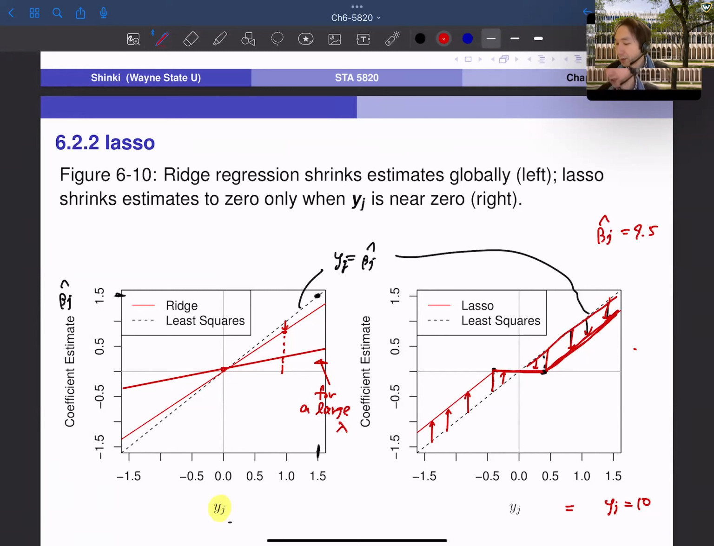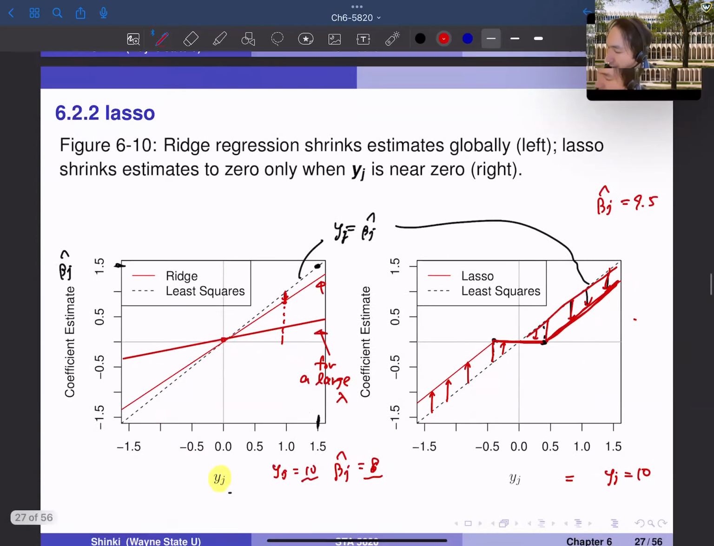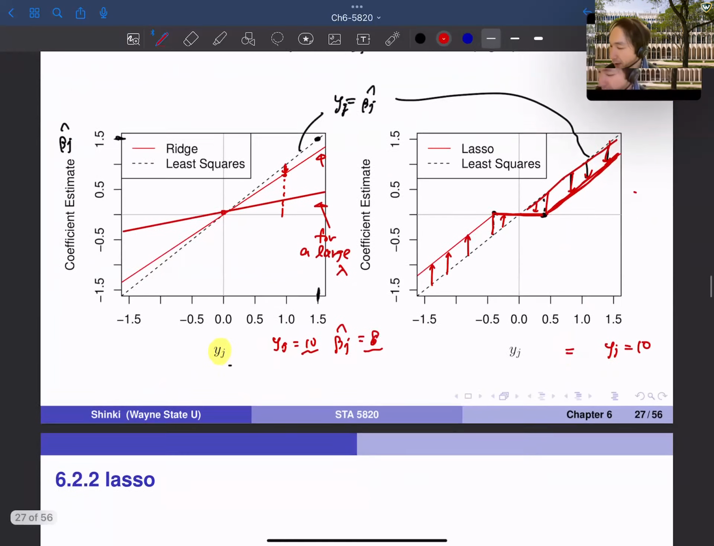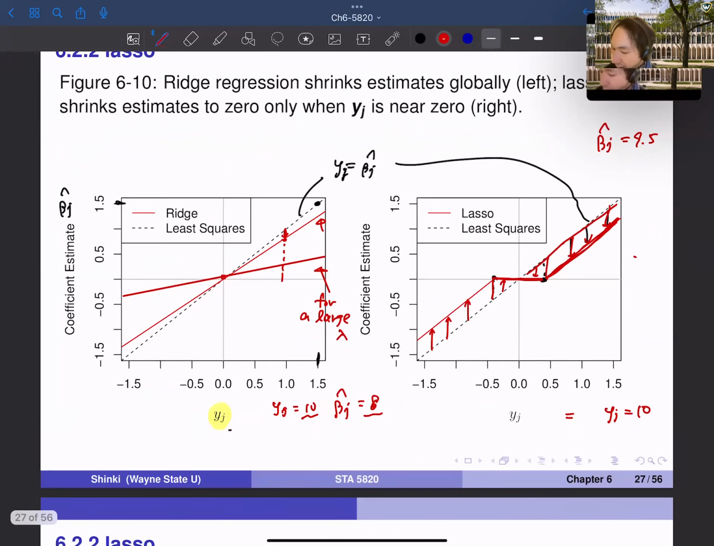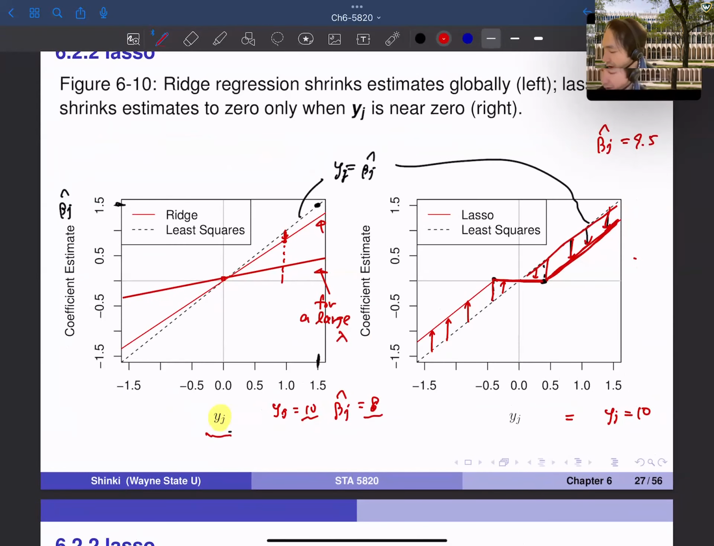But in ridge regression, even a small difference, if Yj is equal to 10, probably beta j hat is equal to 8 or something. So the discrepancy gets larger. So this is another positive aspect of lasso. So again, which model is better? It depends on the example, but both lasso and ridge have bias. For ridge, the bias is a constant times this Yj value, but for lasso we have just a constant shift.